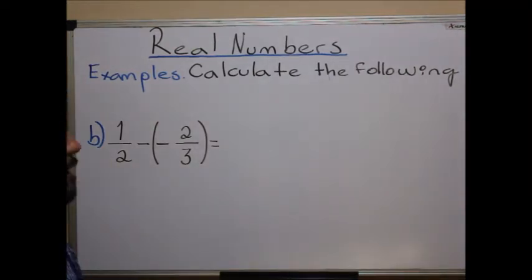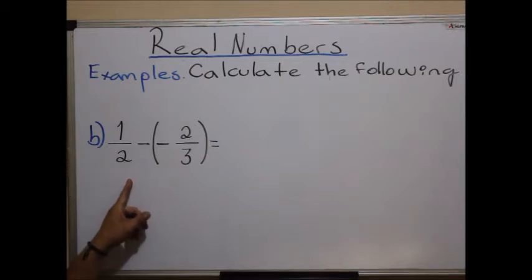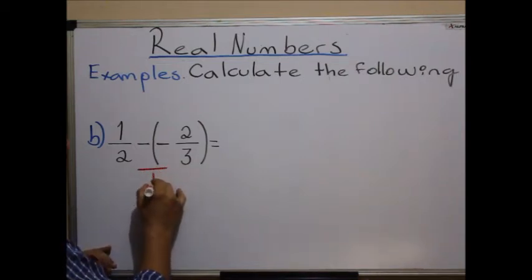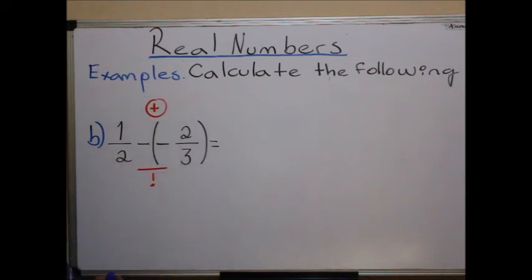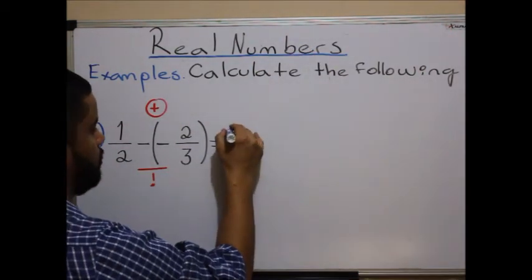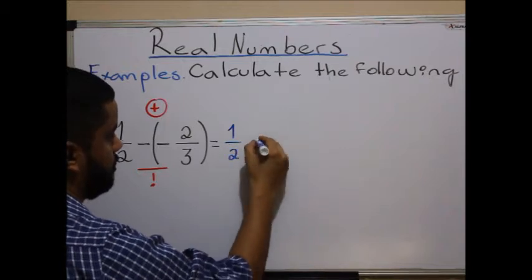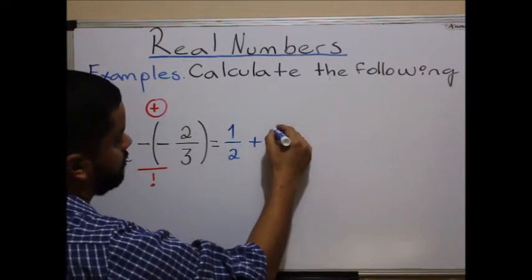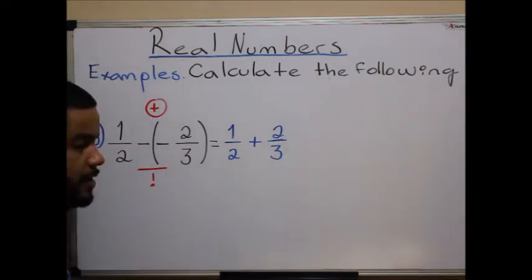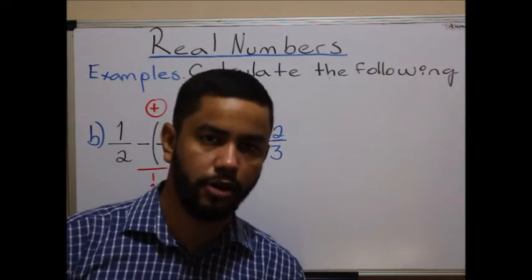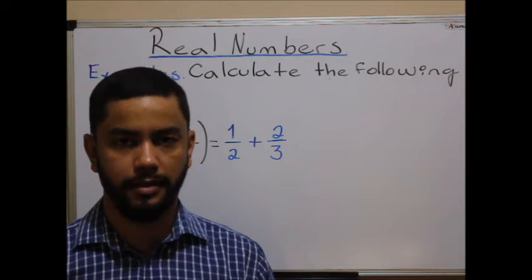Next example, we're having there 1 over 2 minus negative 2 over 3. Here we're having a double sign that changes into a positive sign. So we're going to rewrite that into 1/2 plus 2 over 3. Having that, we're going to make the cross multiplication to find the solution.